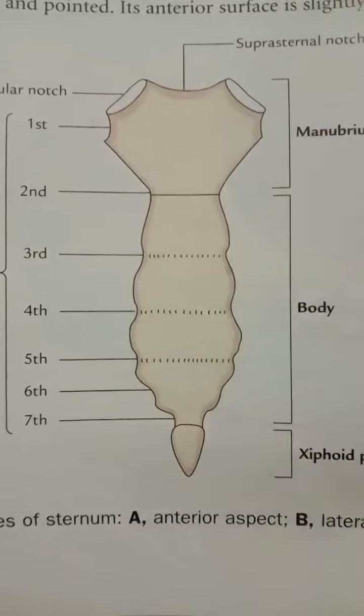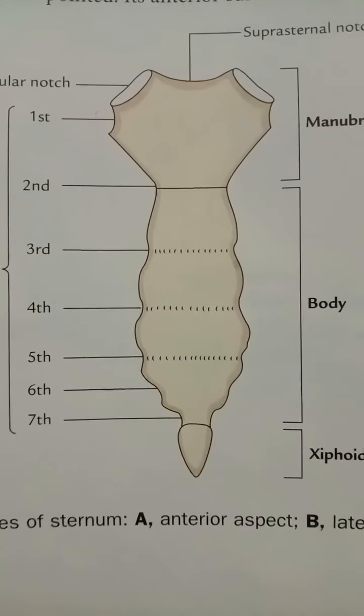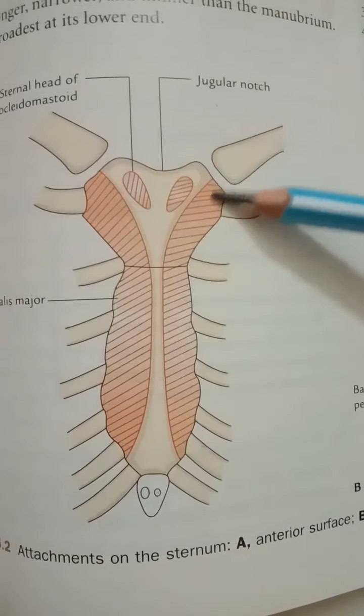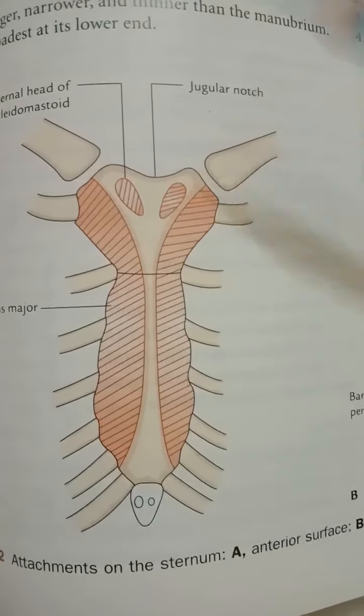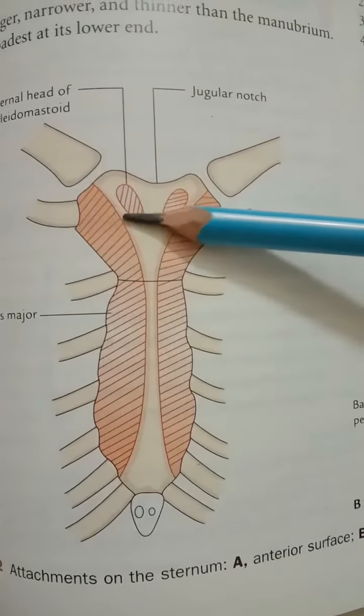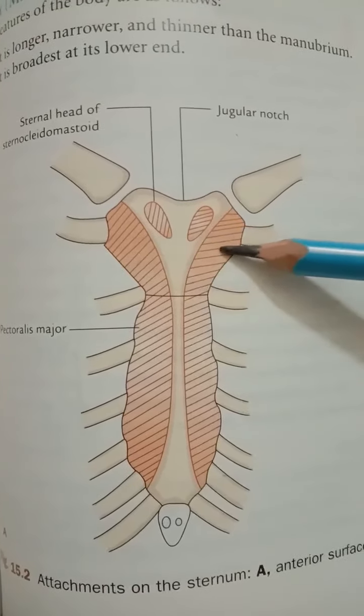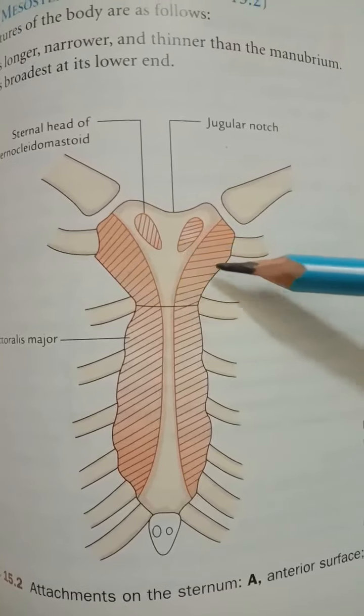After that, let's see the attachments of the sternum. First, the attachment of the manubrium. The anterior surface gives origin to the pectoralis major muscle. This is on the lateral side of the manubrium sterni.